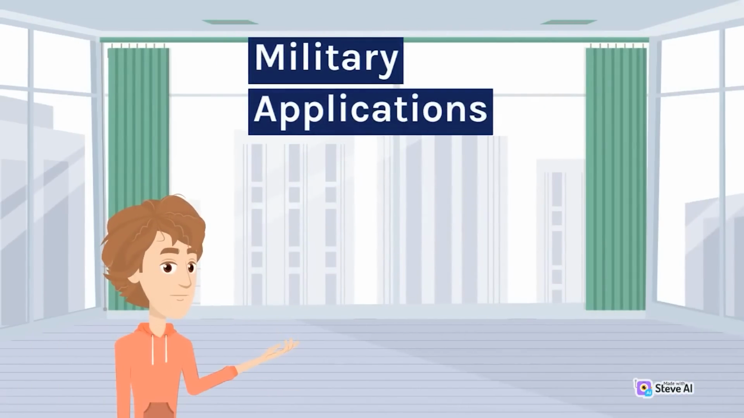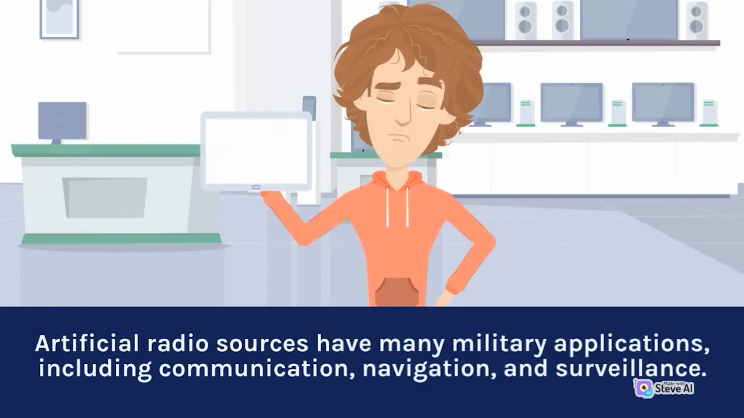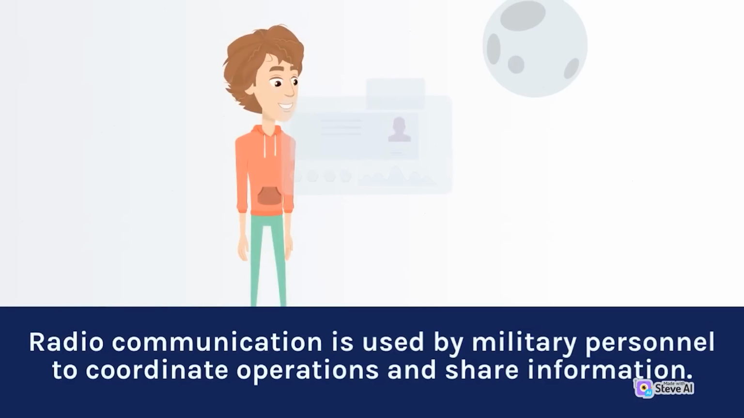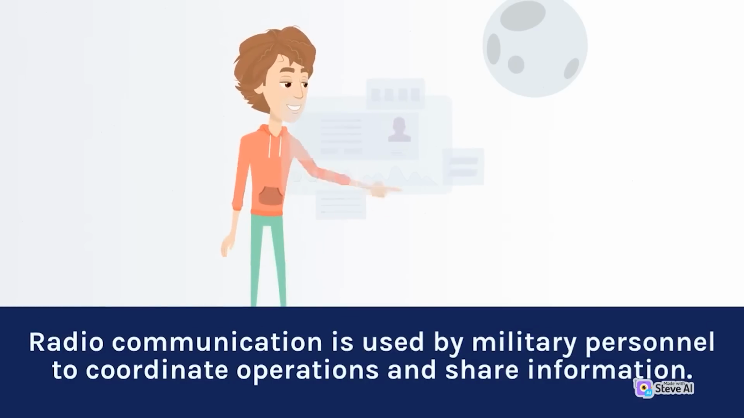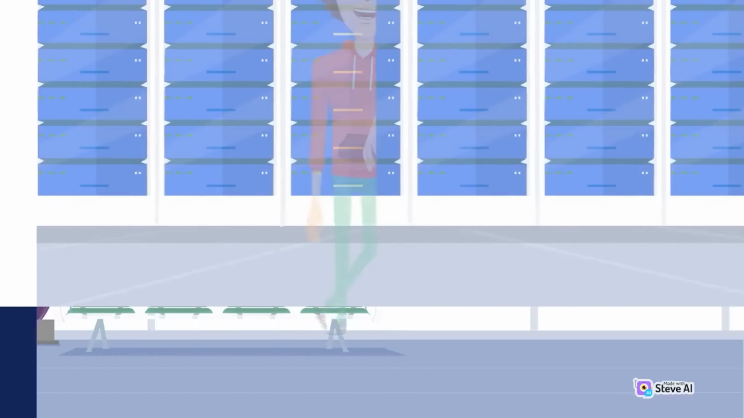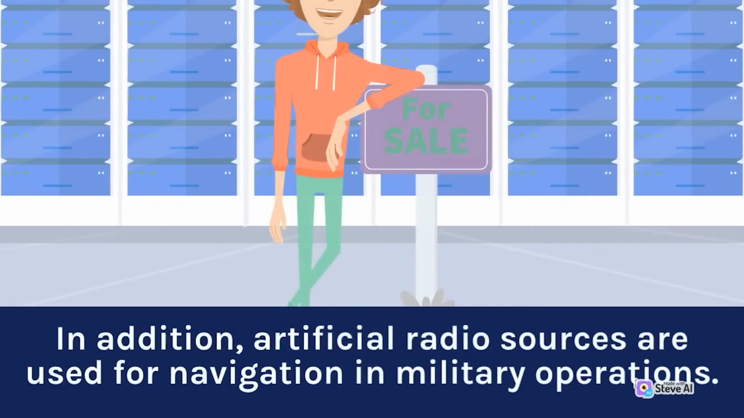Military applications. Artificial radio sources have many military applications, including communication, navigation, and surveillance. Radio communication is used by military personnel to coordinate operations and share information. In addition, artificial radio sources are used for navigation in military operations.